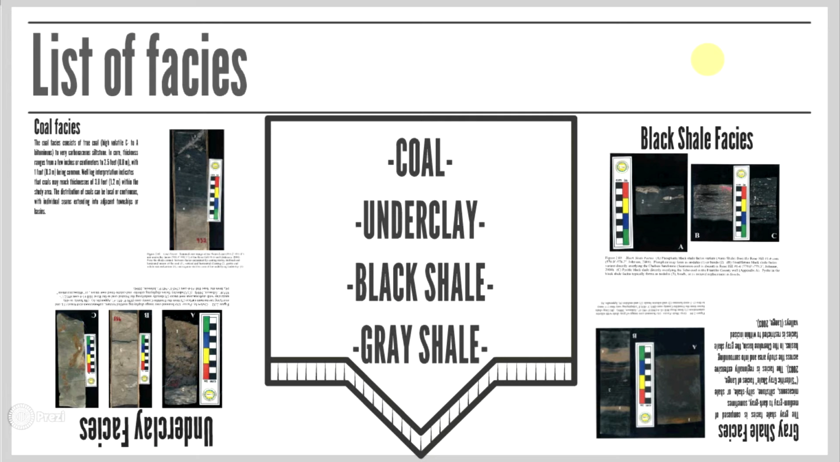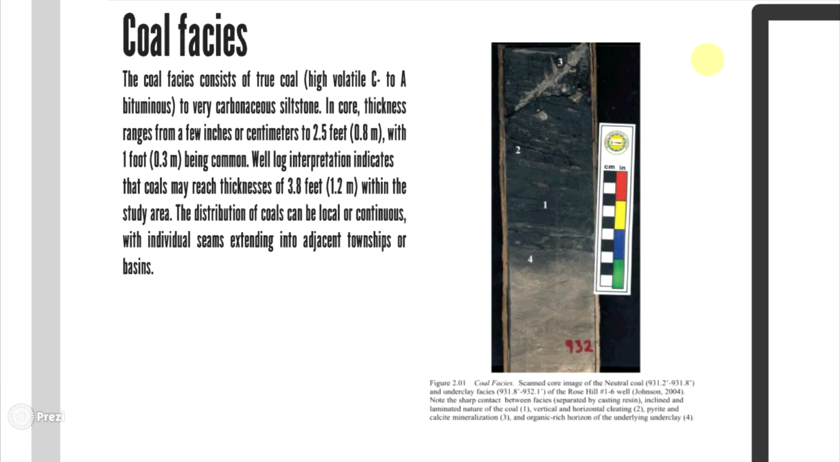A list of facies. Examples of facies: coal, underclay, black shale, and gray shale. The coal facies consist of coal, humic, C to A bituminous, to very carbonaceous siltstone. In core, thickness ranges from a few inches or centimeters to 2.5 feet, 0.8 meters, with 1 foot, 0.3 meters, being common.